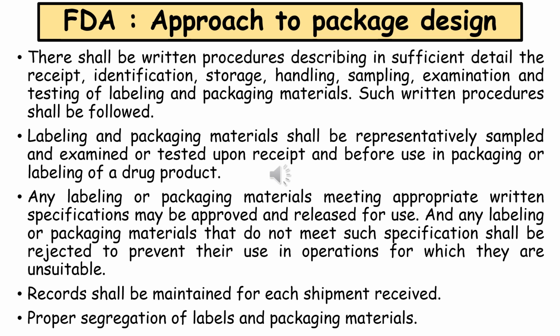The next guideline states that there should be proper segregation of label and packaging materials. Means the labels and packaging materials for each different drug product, strength, dosage form, quantity should be stored separately to prevent mix-ups, and there should be proper identification number on it, and access to the storage area should be given to authorized personnel only. So there should be proper segregation of label and packaging materials that are to be used for different drug products having different strength, quantity, etc.